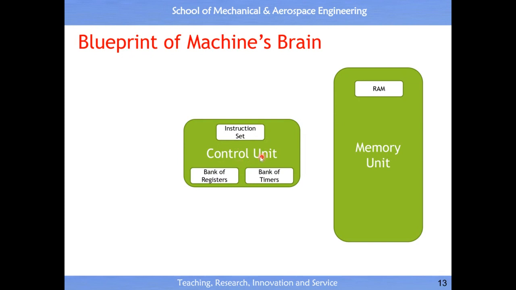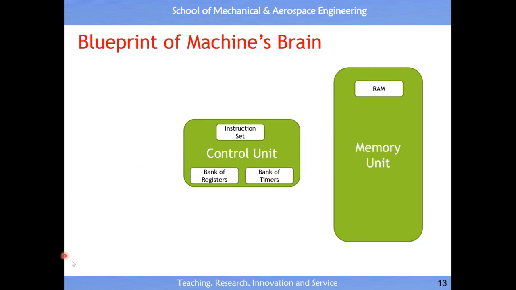Okay, and inside the control unit, you must pay attention to this instruction set. That means depending on the instruction set, the capability of the microcontroller is determined. Okay, and we also have a register. This is like a working memory. We also have a timer, because it's like a pulse, because our brain also undertakes time critical applications. So this also enables the machine's brain to undertake time critical applications.